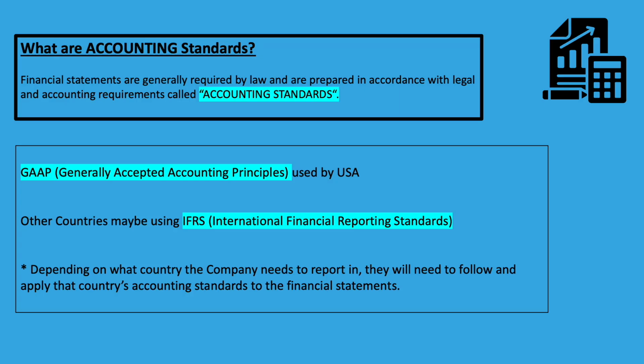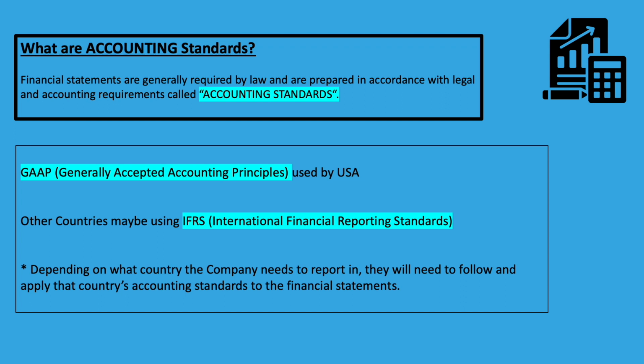So, what are accounting standards? Financial statements are generally required by law and are prepared in accordance with legal and accounting requirements, called accounting standards. The financial statements for companies in the United States will follow the GAAP, Generally Accepted Accounting Principles. GAAP is a set of procedures and guidelines for companies to prepare their financial statements and accounting disclosures.